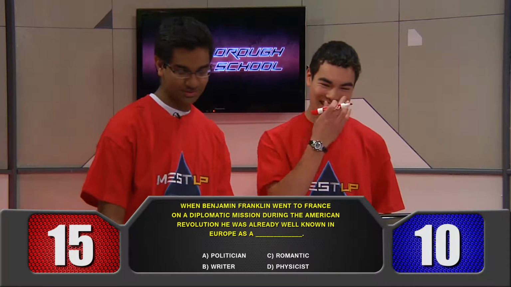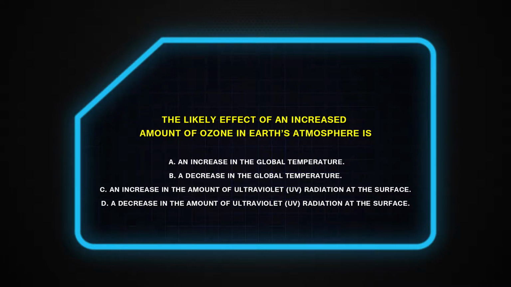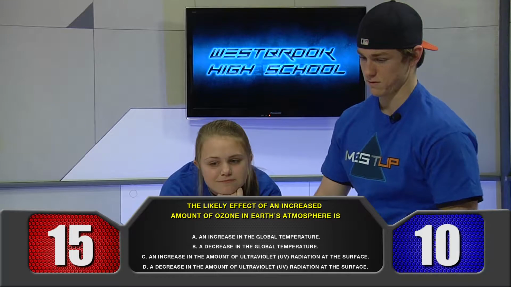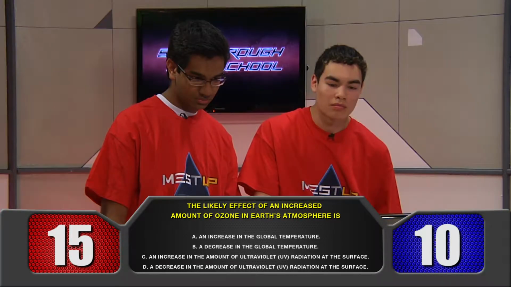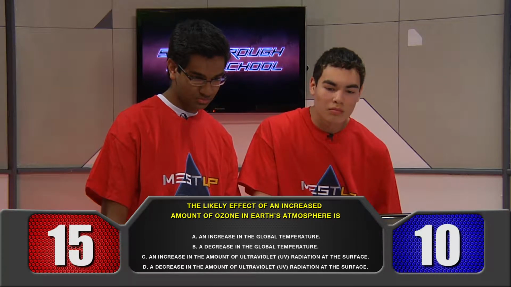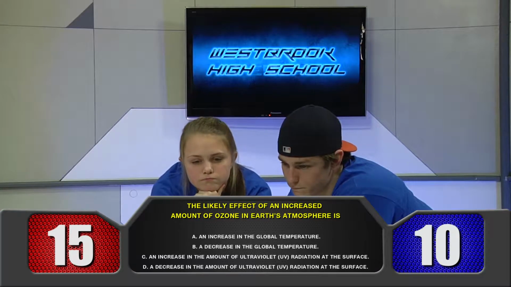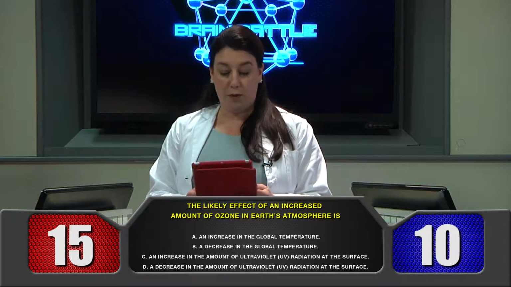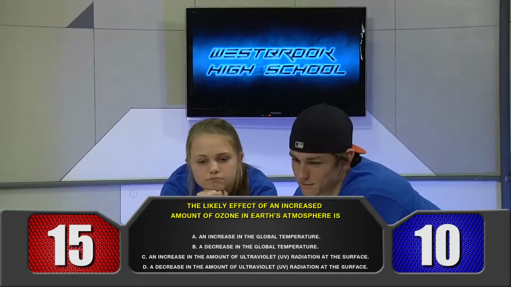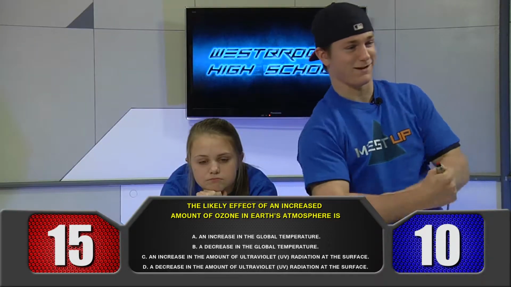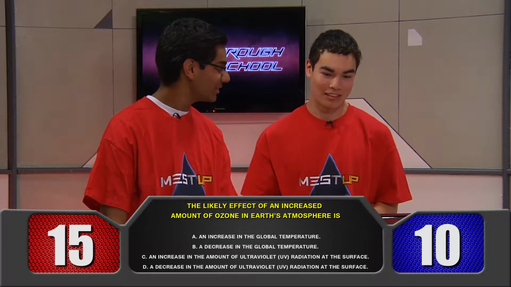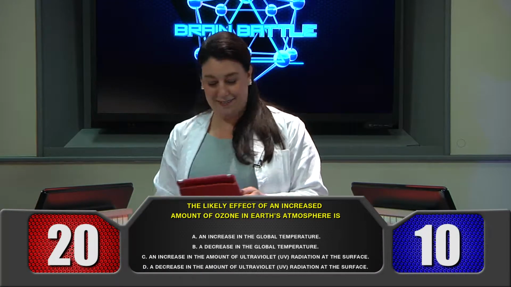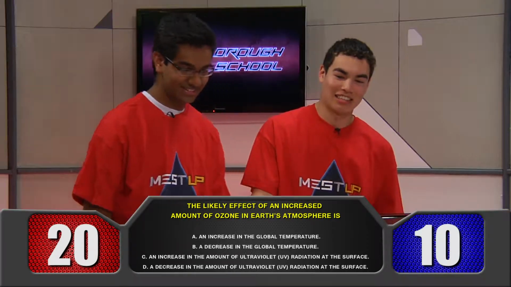The likely effect of an increased amount of ozone in Earth's atmosphere is A, an increase in global temperature, B, a decrease in global temperature, C, an increase in the amount of UV radiation at the surface, or D, a decrease in the amount of UV radiation at the surface. Blue team? Is it B? It is not. Red team? D. That's correct. It is one of those two. It's a 50-50 chance.